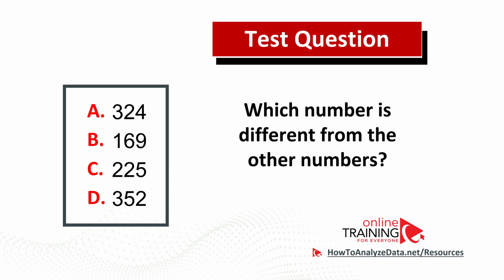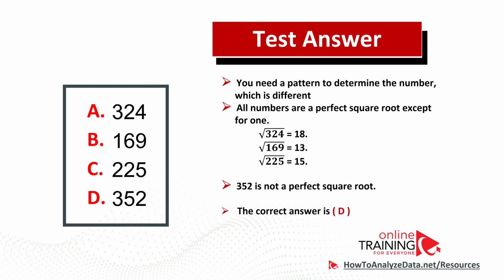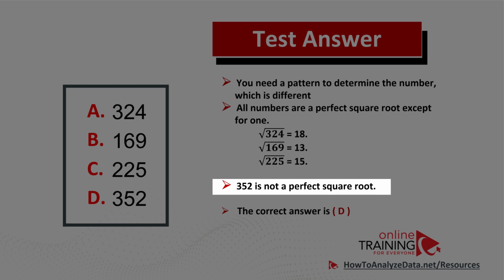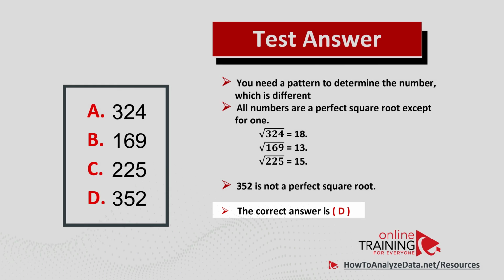Did you come up with the answer? Let's see if we can get to the solution together. As usual, to get to the answer, you need to determine the pattern and understand which three numbers match the pattern and which one number does not belong to the pattern. In this case, the pattern is square root. You can see that three numbers listed here are perfect squares. The square root of 324 is 18, the square root of 169 is 13, and the square root of 225 is 15. In this case, 352 is not a perfect square, so the correct answer here is choice D, 352.